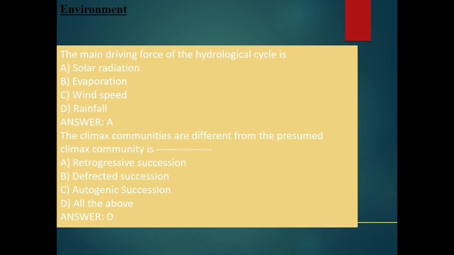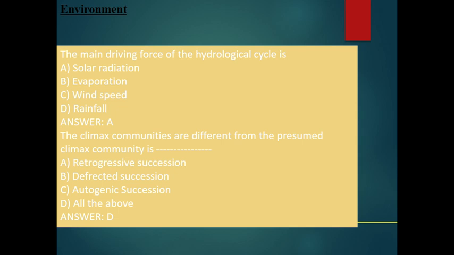Now, hydrological cycle. This is the solar radiation. All of you know about the water cycle. What happens? Sea water evaporates when the sun rays appear, then water is converted into water vapors, then water vapors are further condensed into water. So the answer is solar radiation.